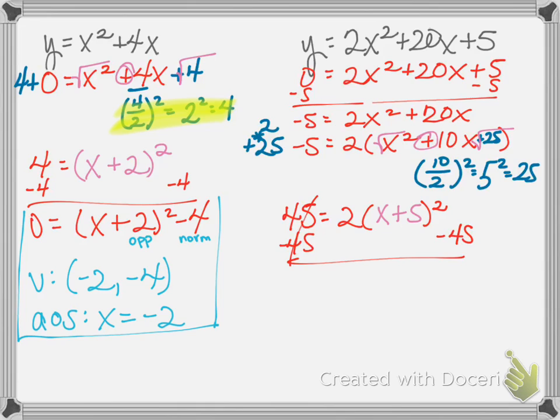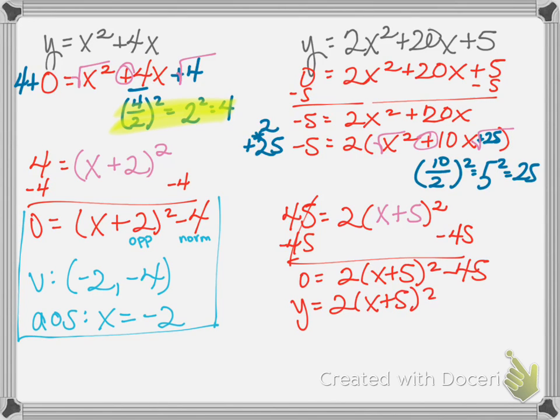Got to bring that 45 back over. Again, it doesn't have any like terms. I just need to put it at the end. So it's going to say 2(x plus 5) squared minus 45. And then if you really, really have to, you can change it back to y equals 2(x plus 5) squared minus 45. Our vertex is (-5, -45). And our AOS, or axis of symmetry, is -5. X equals -5.